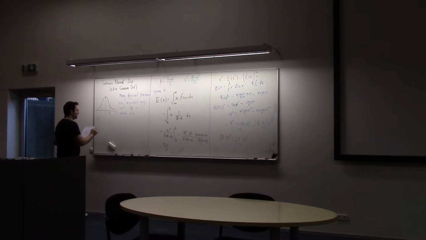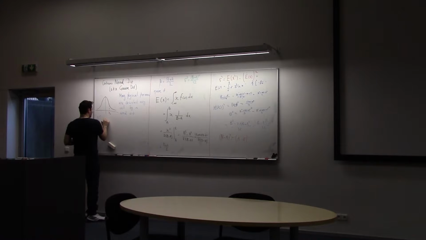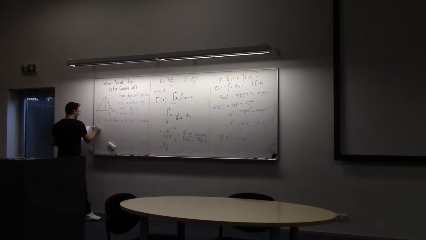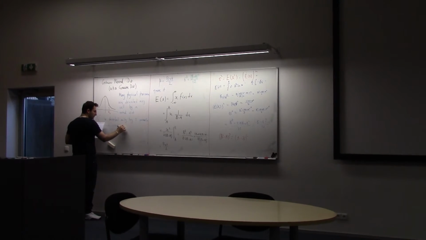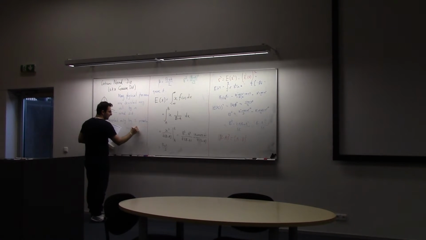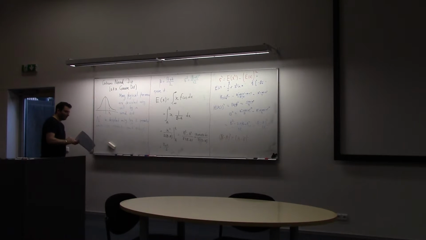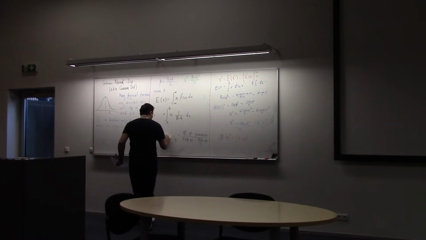And the normal distribution is described only by two parameters, which are the mean, mu, and the STD, standard deviation, sigma. And we can define it in this form.